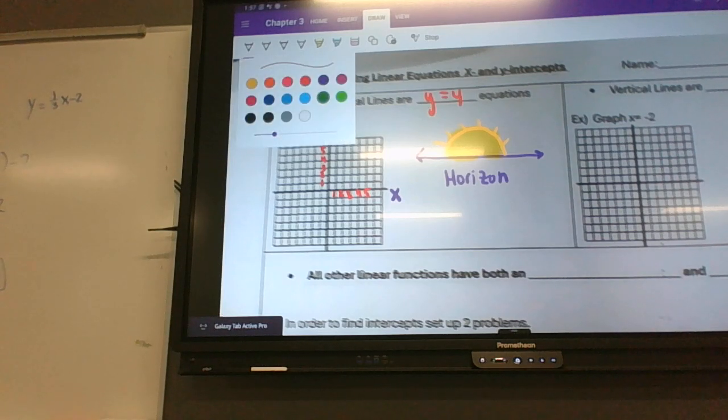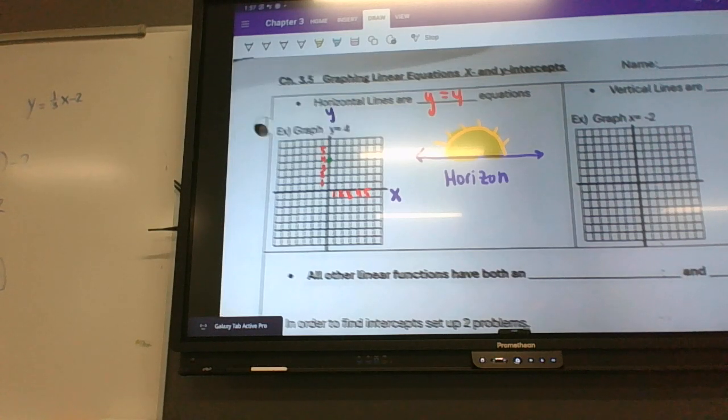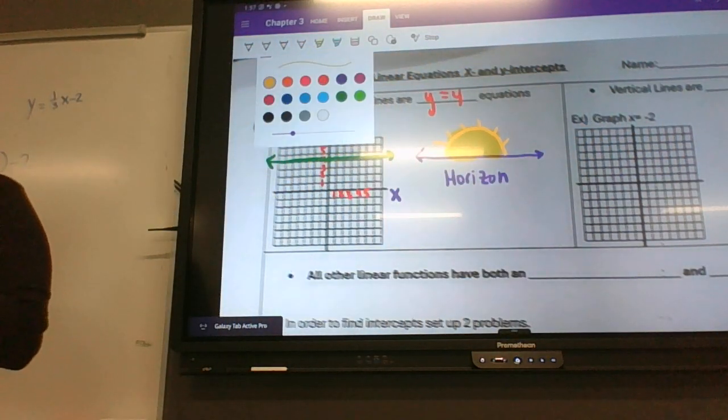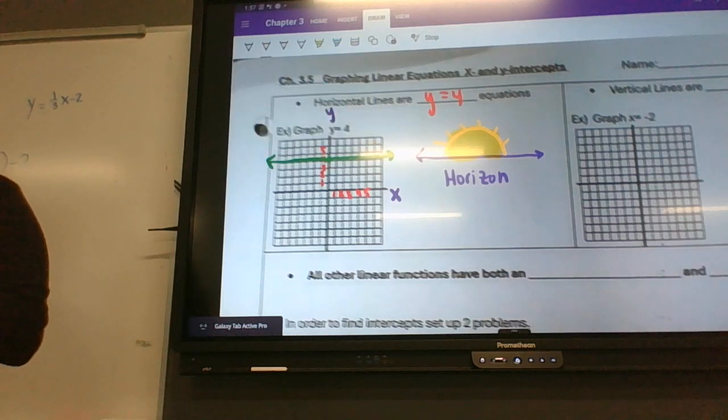y equals 4 is going to show up. You can start where y is 4 and then you draw a horizontal line. And the reason this line is considered y equals 4 is if you look at any of the points on this line, the y coordinate will be 4. For instance, this point right here is (1, 4). And this point right here is (-5, 4).